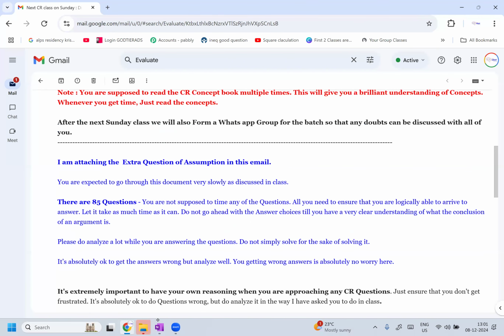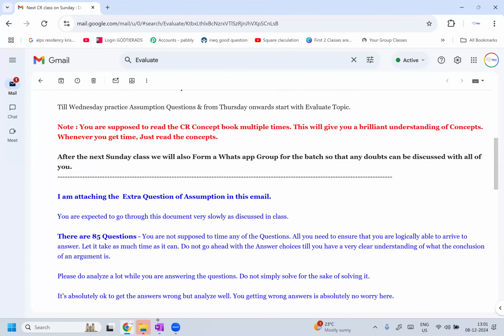See here, I'm attaching the extra questions of assumptions in the mail. You are expected to go through this document very slowly as discussed in the class. There are 85 questions of assumptions, which you have to do by yourself, for your information. Technically, I attach these questions once I'm done with the assumptions chapter.